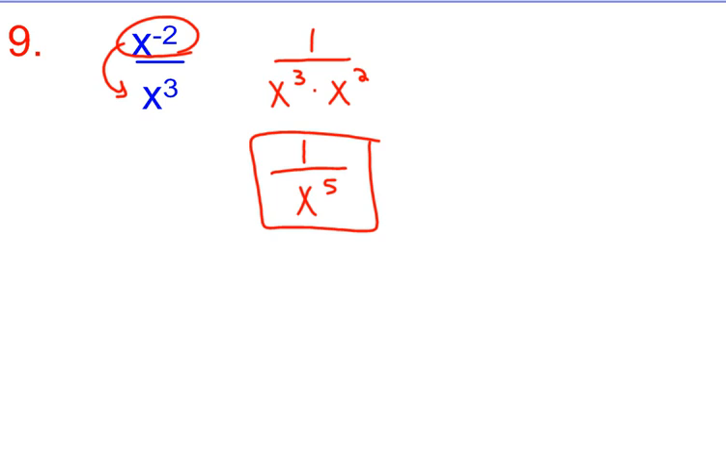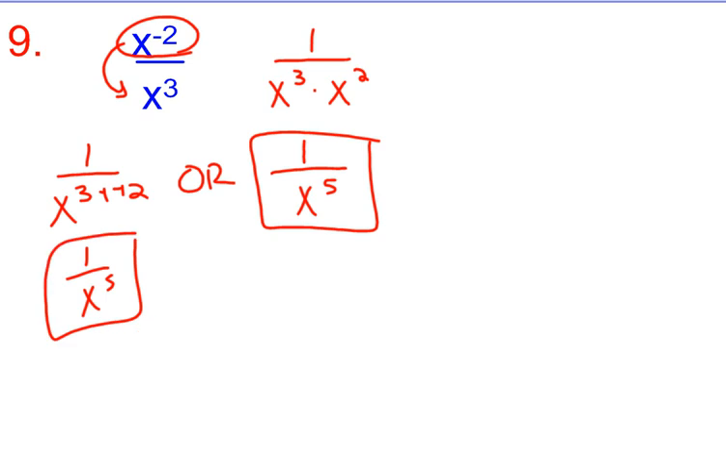Some people, another way to do it is to say 3 minus a negative 2. So in my denominator I'd have the bigger x is 3, so 3 minus a negative 2, which when you do the math, you get 1 over x to the fifth. Same answer. So whichever way you'd like to come up with that is perfect.